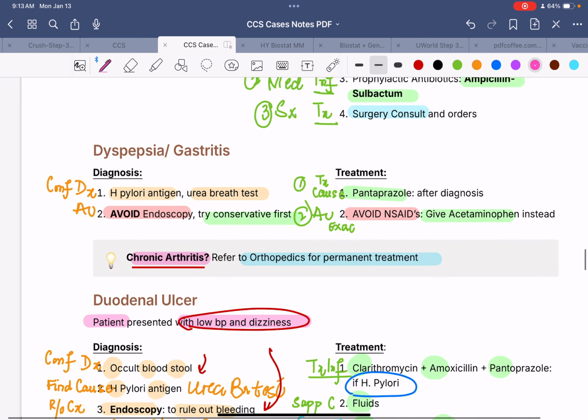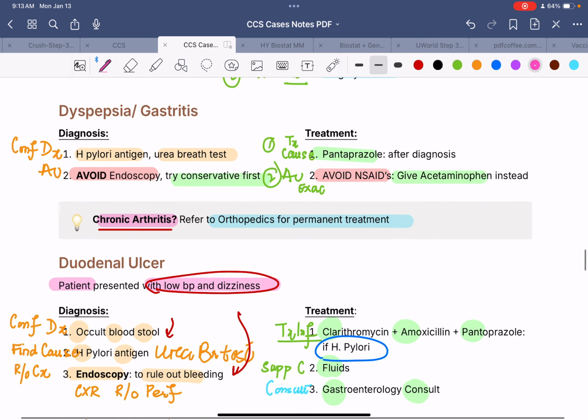Next up, we have dyspepsia and gastritis. Whenever the patient is having this acid reflux, the initial diagnostic test will be just to confirm whether this patient is having this reflux due to H. pylori. So that would be H. pylori antigen along with urea breath test. And since this is simple acid reflux, we will avoid doing an endoscopy and try conservative management first and see if the patient improves.